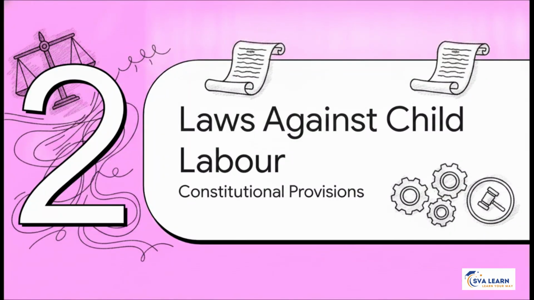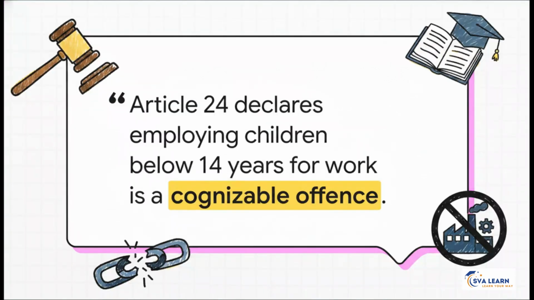Moving smoothly on to Section 2, Laws Against Child Labor. Okay, this is absolutely crucial. Your ultimate legal weapon for the exam is Article 24. Quote this verbatim. Seriously, grab a pen and write it down right now.